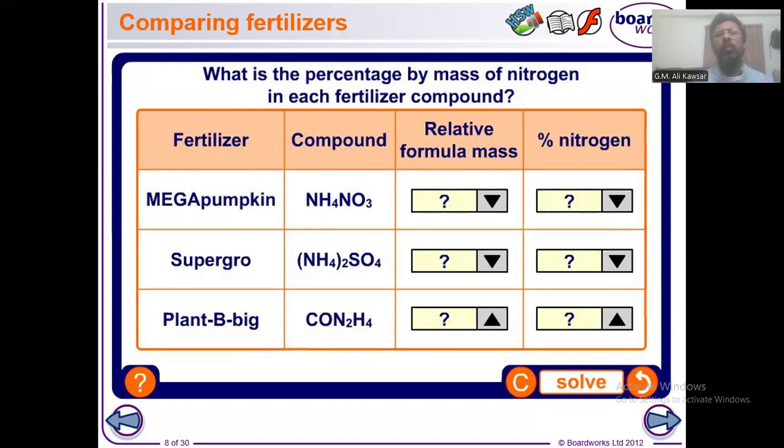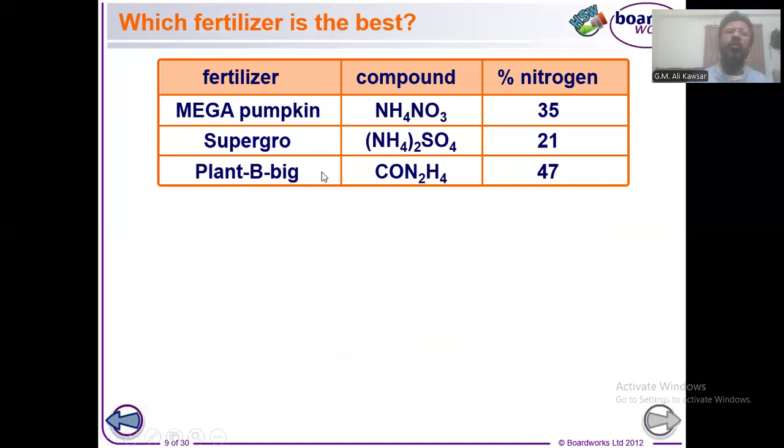So for every compound, we can find out the percentage amount of nitrogen, and the one which contains the maximum amount of nitrogen will be best, right? We have already learned how to find out the percentage amount of nitrogen in these compounds. Hopefully you have learned it from the previous slides, and you can calculate it from here. If you do the calculation, urea will be the best fertilizer, and the results will be like this. Why is urea best? Because it contains the maximum amount of nitrogen, which is 47%.